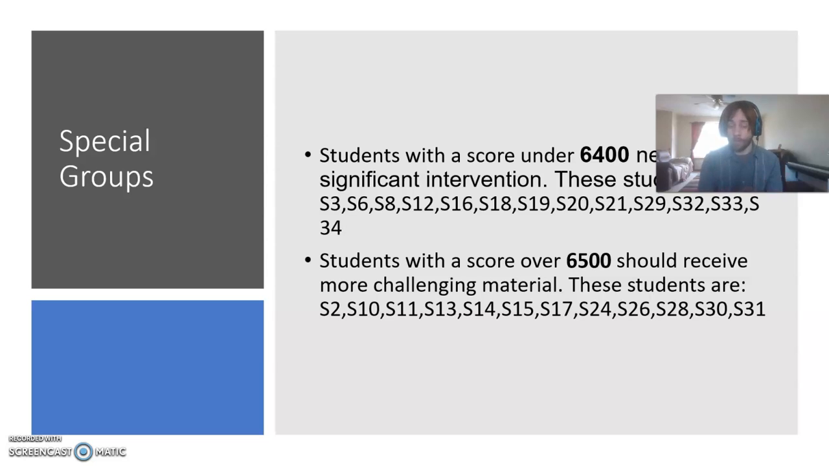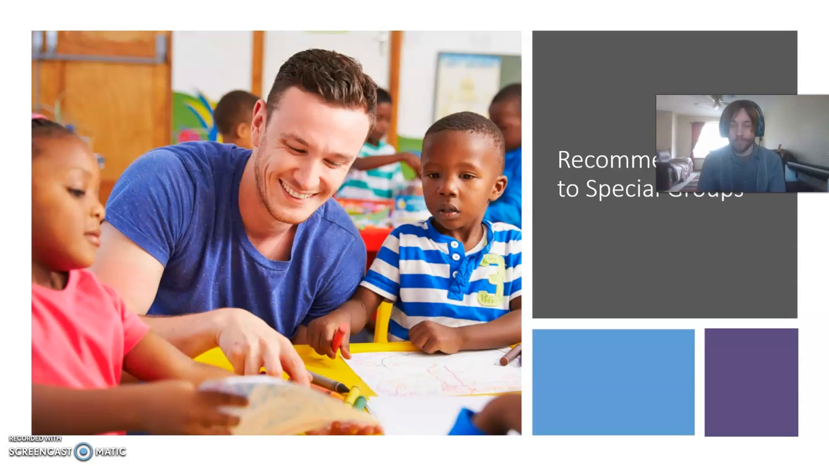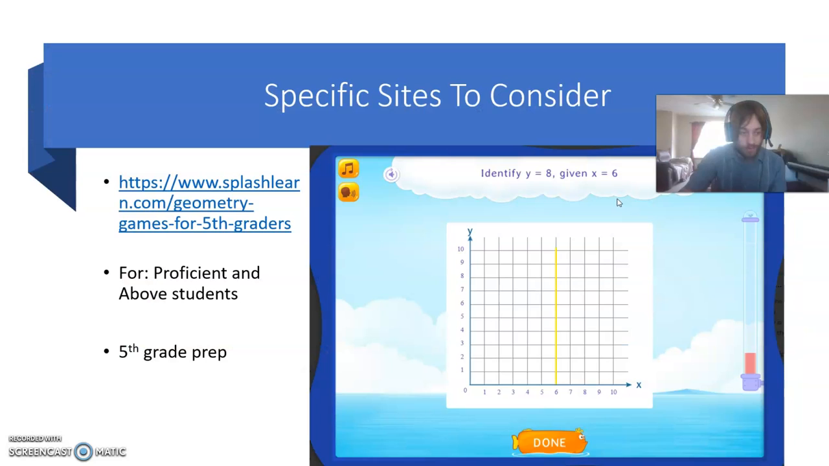Students with a score over 6,500 can receive more challenging material to prep them for fifth grade. And these students are students 2, 10, 11, 13, 14, 15, 17, 24, 26, 28, 30, and 31. Now we can make recommendations to these special groups.